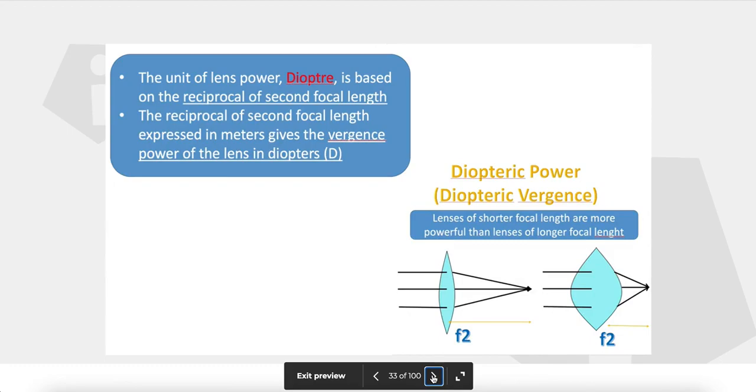And finally, the unit of power of the lens is the diopter, which is the reciprocal of the secondary focal length. As you can see here, if this lens has a power of 4 diopters, then f2 will be 25 centimeters. If the lens has 10 diopters of power, then the focal length will be only 10 centimeters. It is an inversely proportional relationship between the focal length and the power.